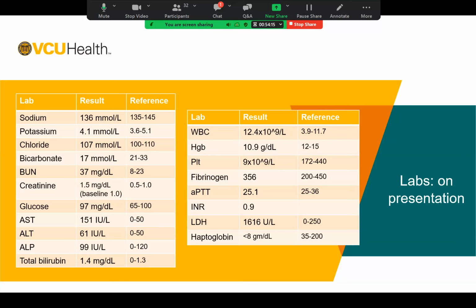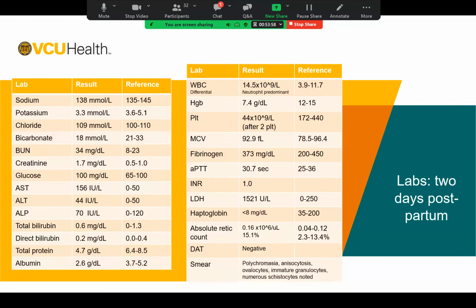She had a white count of 12.4, a hemoglobin of 10.9, and a platelet that was noted to be 9. She had fibrinogen at 356, a PTT at 25.1, an INR of 0.9, an LDH of 1,616, and a haptoglobin that was undetectable. 2 days postpartum, we repeated labs, and sodium was 138, potassium 3.3. She had a bicarb of 18, and her creatinine rose to 1.7, the BUN of 34. AST was 156, ALT was 44, and she had a total bilirubin of 0.6.